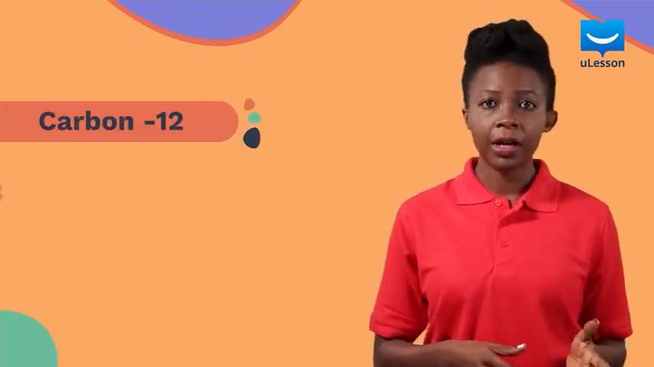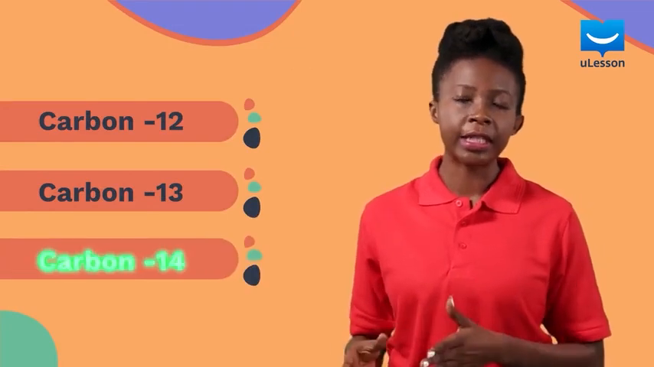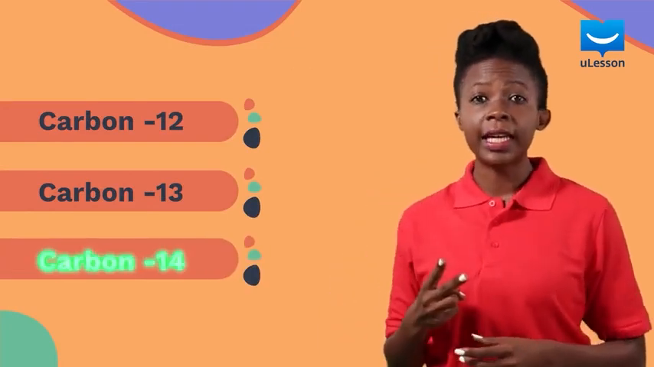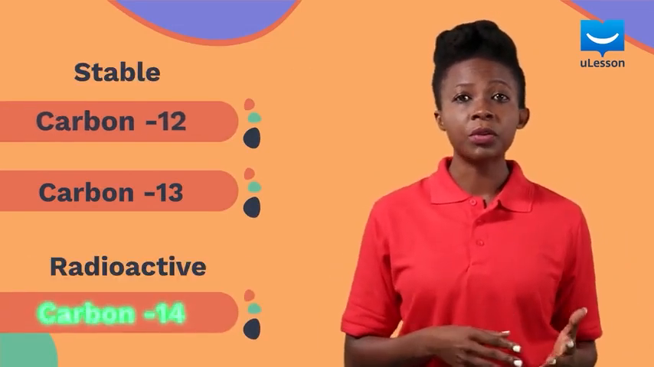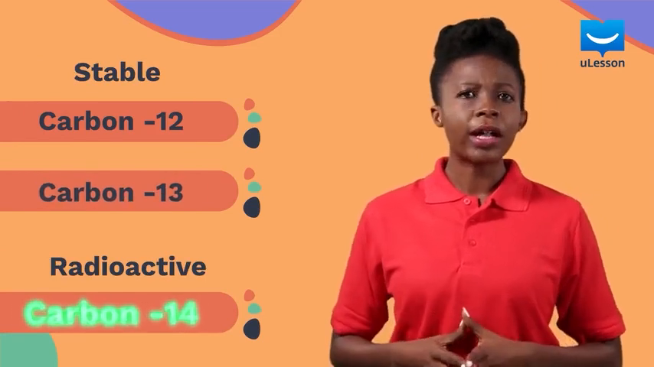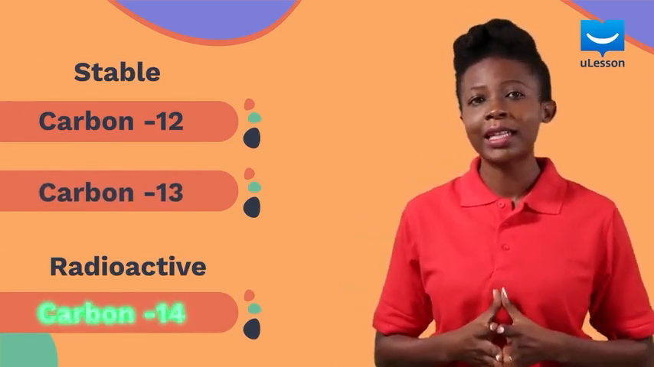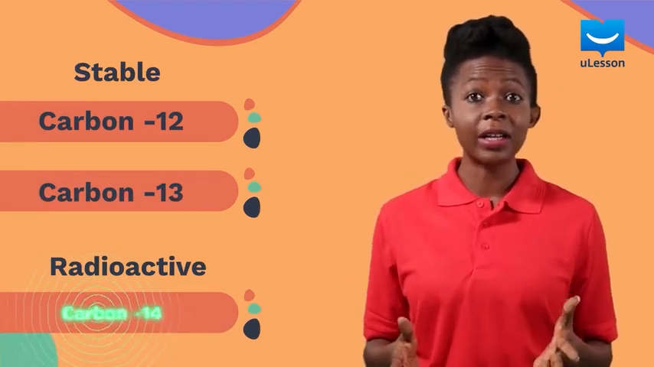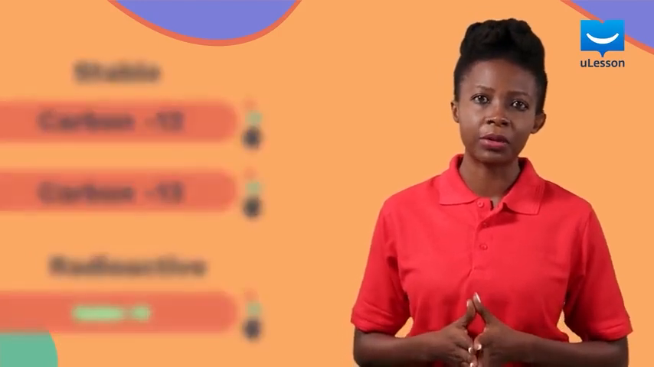Carbon has 3 naturally occurring isotopes, which are carbon-12, carbon-13, and carbon-14. Only 2 of these isotopes are stable, carbon-12 and carbon-13, while carbon-14 is a radioactive isotope that breaks down on its own because it is unstable.